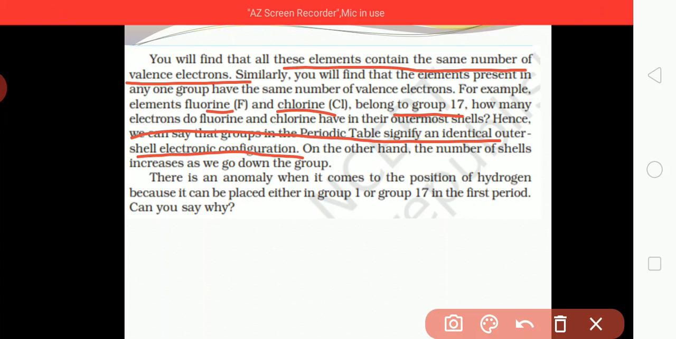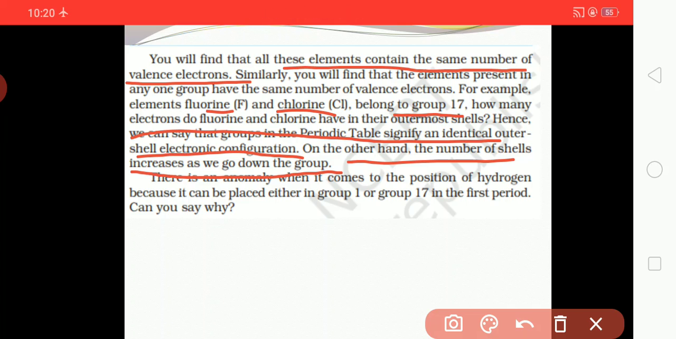So from this we can say that a group is a set of elements which contain the same valence electrons in their outermost shell. On the other hand, the number of shells increases as we go down the group. As we go down the group, the number of shells increases in those elements.